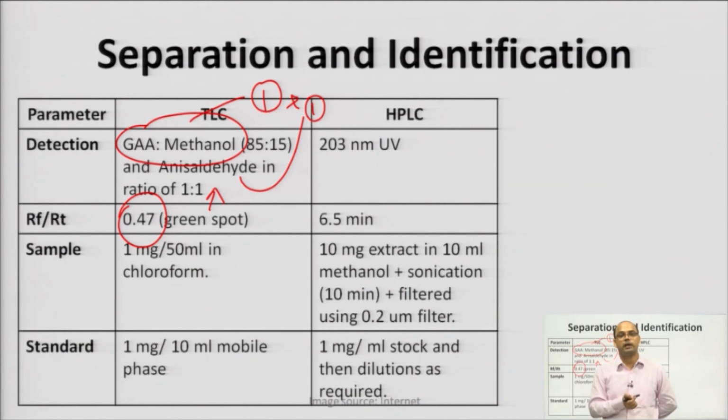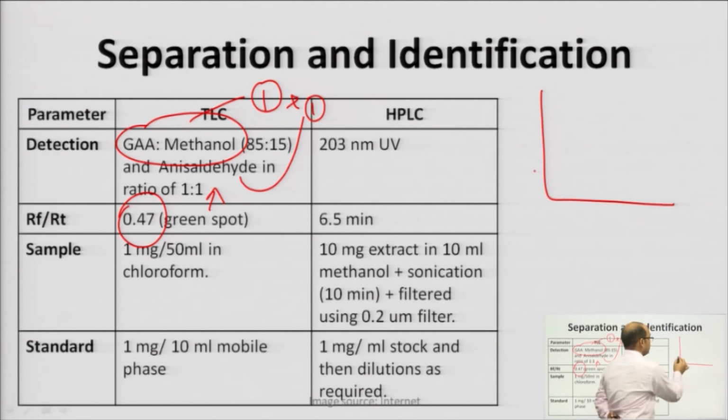The sample was prepared by dissolving 10 mg of extract in 10 ml of methanol. The mixture is sonicated for 10 minutes, filtered using a 0.2 micrometer membrane filter, and injected into the HPLC. The standard is also prepared. We have prepared a 1 mg per ml stock, and from that stock we have prepared several dilutions for preparation of the calibration curve. So, you prepare the calibration curve using the standard.